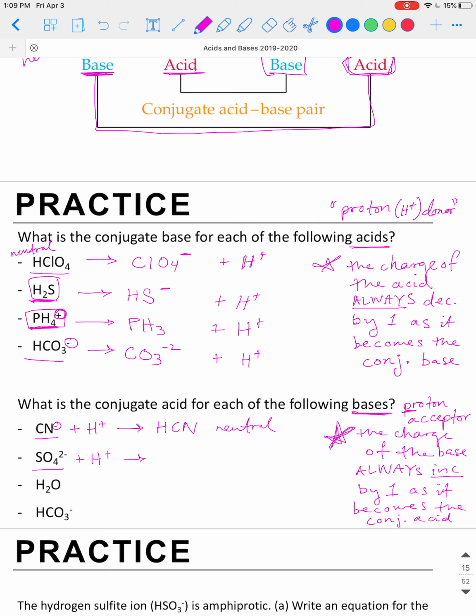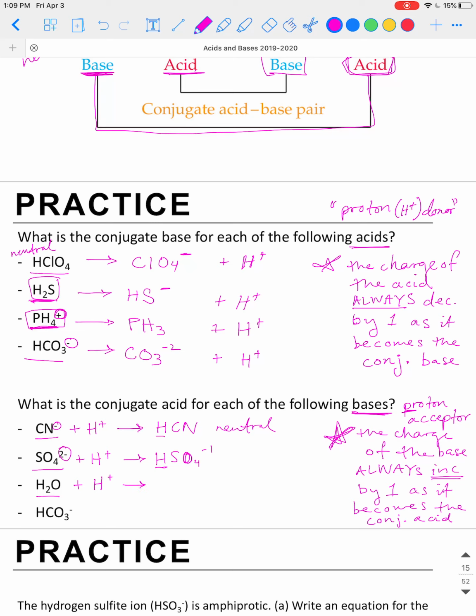Next base we have is SO4 2-. So we're going to add a hydrogen ion to it. So it's going to become HSO4. And if we had a -2 charge initially and it always increases by 1, we'll end up with a -1. So we went from -2 to -1. And notice I'm always writing that hydrogen out front, okay?